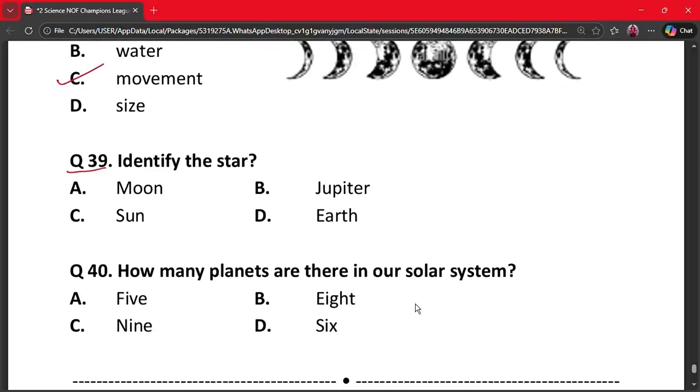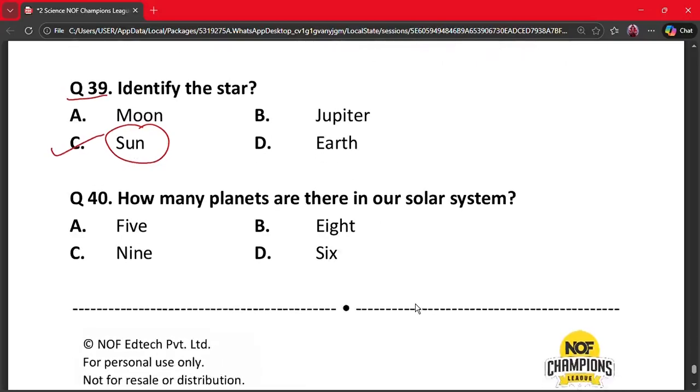Question number 39. Identify the star. A. Moon, B. Jupiter, C. Sun, and D. Earth. The correct answer is option C. The sun is a star that gives us light and heat. So the correct answer is option C.